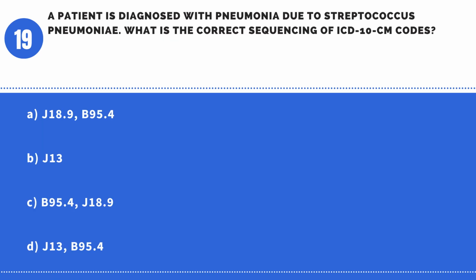Question 19. A patient is diagnosed with pneumonia due to Streptococcus pneumoniae. What is the correct sequencing of ICD-10-CM codes? A. J18.9, B95.4. B. J13. C. B95.4, J18.9. D. J13, B95.4.